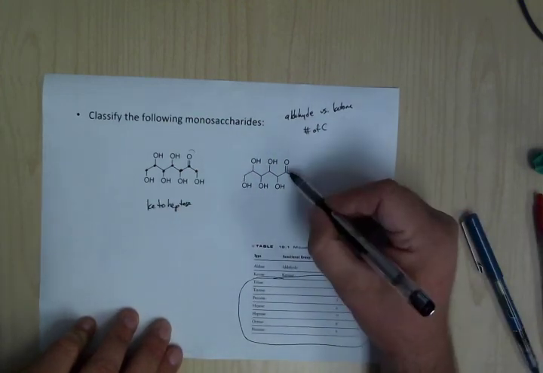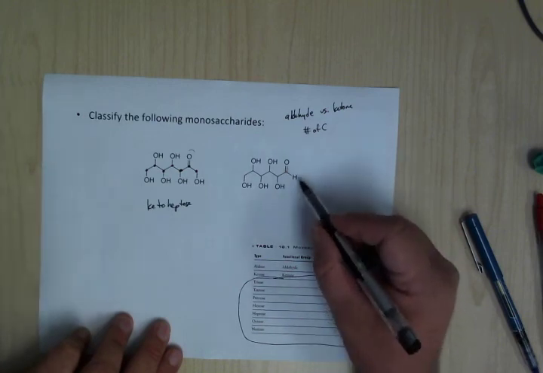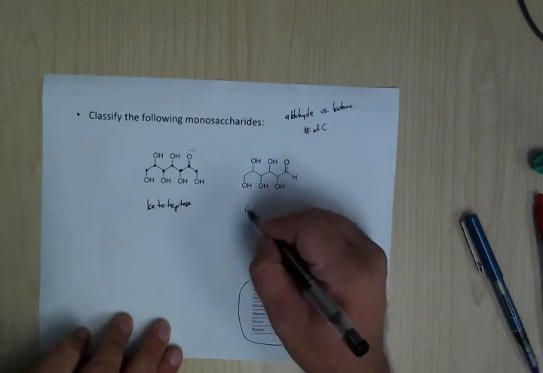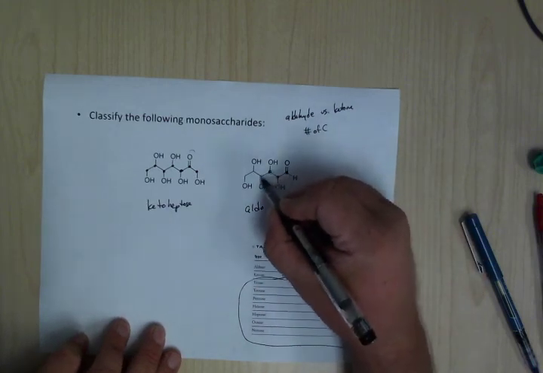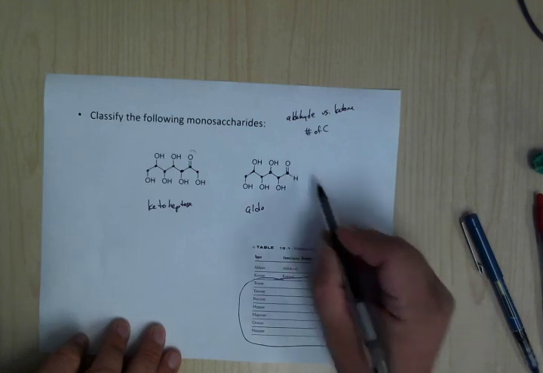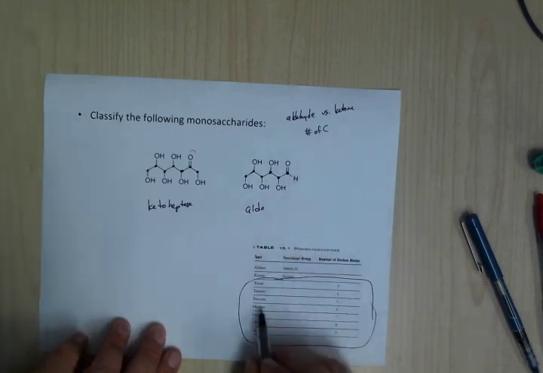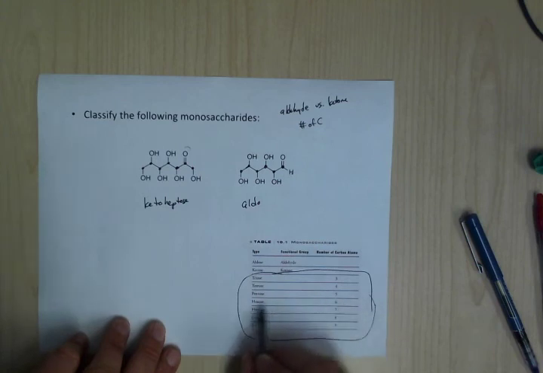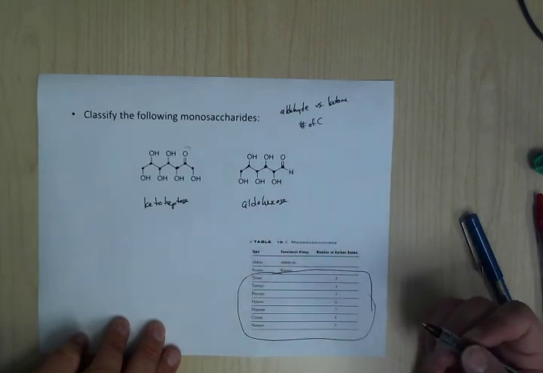Now this one here. Notice it has a double bond O with an H on one side, so that means it's an aldehyde, which means it's an aldo. And then there's 1, 2, 3, 4, 5, 6. Don't count that hydrogen. We're just counting carbons. So there's 6, hexose. So it's an aldohexose.